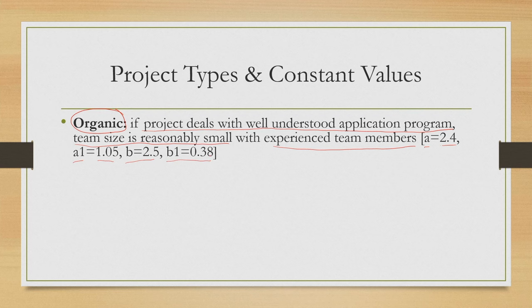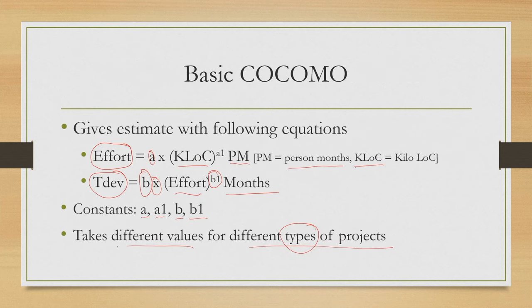So with this set of values, as we can see, once we know these values for organic projects, then we can replace A, A1, B, B1 in these equations, and with our estimate of lines of code, we can first calculate effort by replacing A and A1 with those values. Then effort is calculated, and with the effort value and replacing B and B1 with those values for organic projects, we can get development time. So these will help us in estimating the effort and time.